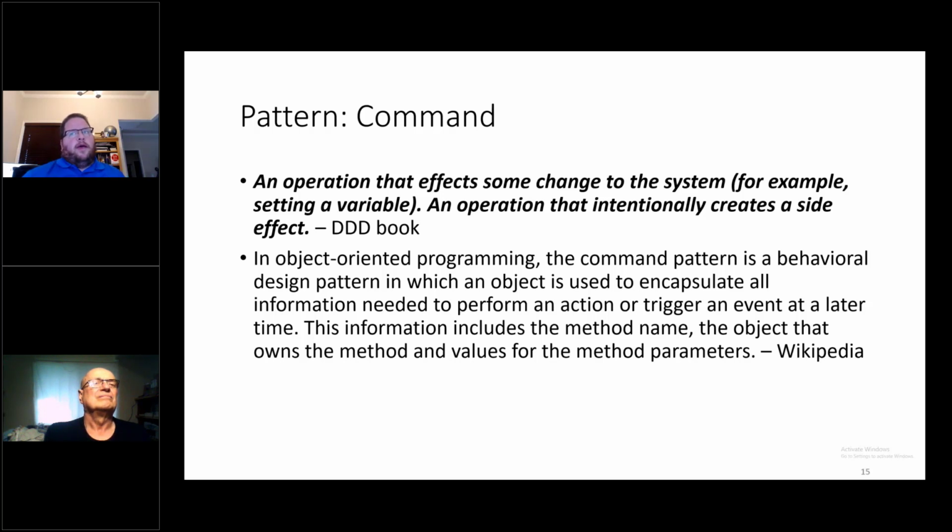So in object-oriented programming, the command pattern is a behavioral design pattern in which an object is used to encapsulate all the information needed to perform the action or trigger an event at a later time. This information includes the method name, the object that owns the method and values, and whatever other parameters. So just like with message queuing, you can think of that as asynchronous processing, where I'm going to put a message into a queue, and at some point in the future, something is going to pull that message off and process it, right? So it could be immediately, or it could be like 2 years from now.